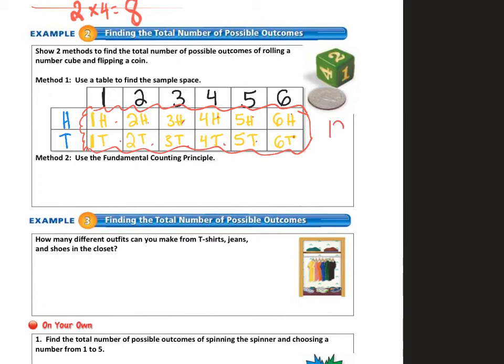12 different options. Or if we didn't need to find the sample space, all the different options, and we just wanted to know the number of possible outcomes, we could use the fundamental counting principle. Okay, so the first thing was rolling the cube, and that had 6 options. And the second thing was flipping a coin, and that has 2 options, a head or a tail. So when you multiply the 2 together, you get the 12 possible outcomes.